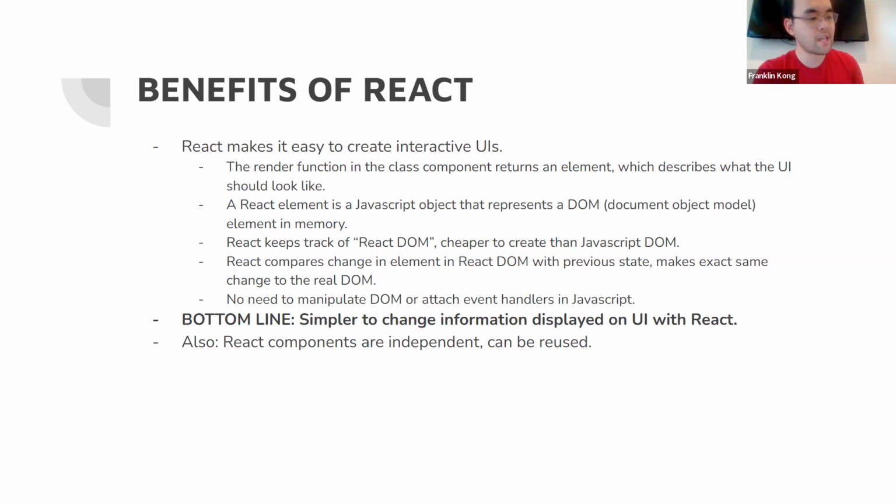And so React keeps a lightweight representation of the DOM called the virtual DOM or the React DOM, and it's much cheaper to create. If we change the state of an element in the React DOM, we get a new React element, and React will then compare this element with the previous one, figure out what changed, and then update a part of the real DOM to keep it in sync with the virtual DOM. So the bottom line is that it's simpler to change information displayed on the UI with React than with just JavaScript. With JavaScript, it would require more code, such as attaching event handlers and also manipulating the DOM directly.